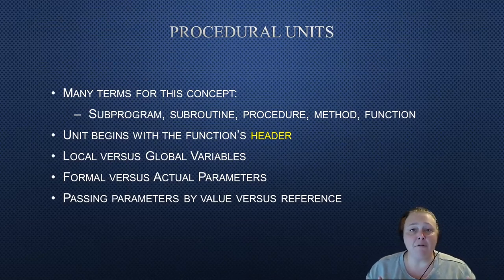Local variables are ones created within these functions and subfunctions, and once you're out of those functions or subfunctions, those variables cease to exist. They're not a thing anymore, so they can't be used outside. Global, on the other hand, can be used anywhere in your code. Formal versus actual parameters, we're going to get into a few slides of that. And then finally, we're going to wrap up this section with talking about passing parameters by value versus reference.